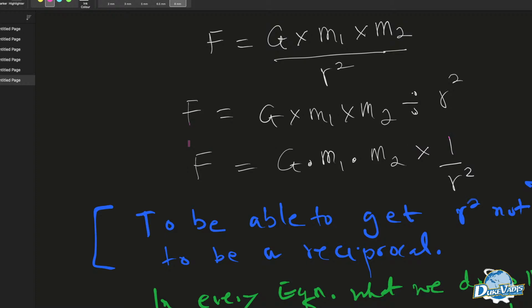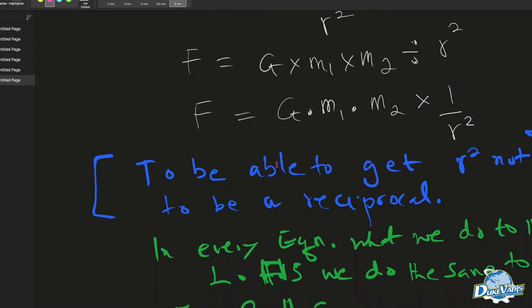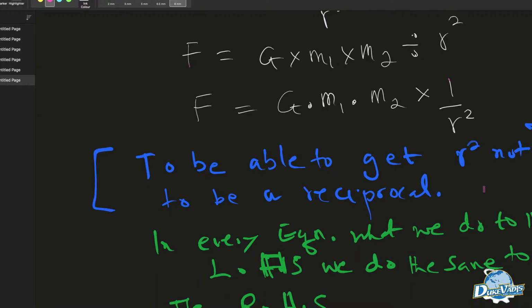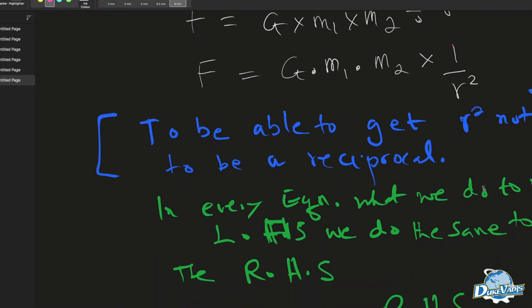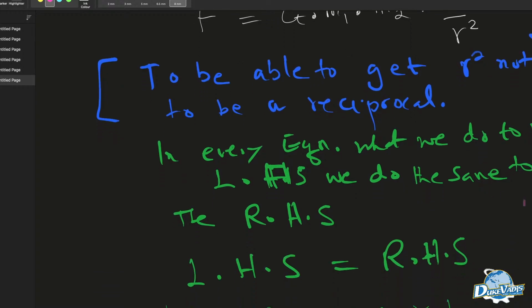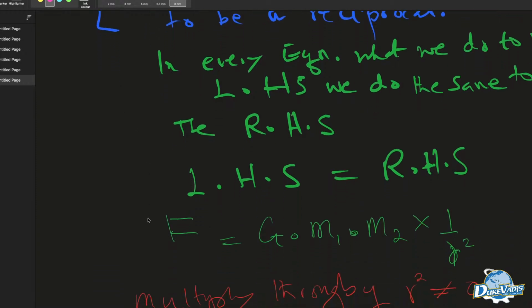You got it? So to be able to get r squared not to be a reciprocal, we have to multiply both sides by r squared. So that's why I said, in every equation, what we do to the left-hand side, we do to the right-hand side. What we do to the left-hand side, we also do to the right-hand side. You got it? Beautiful.